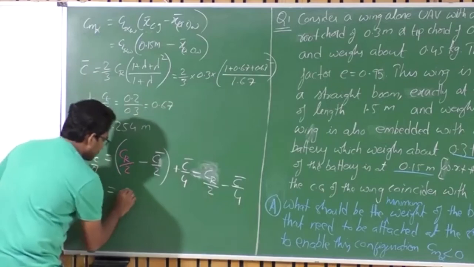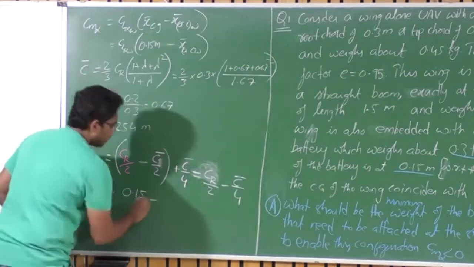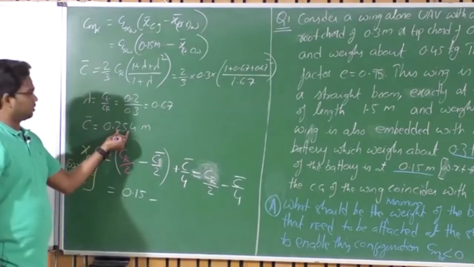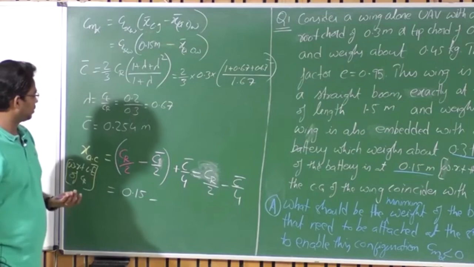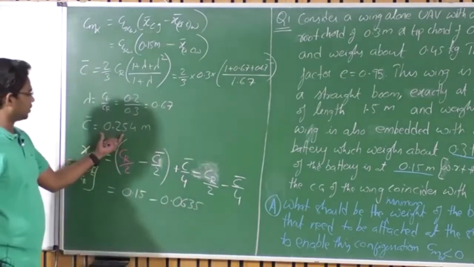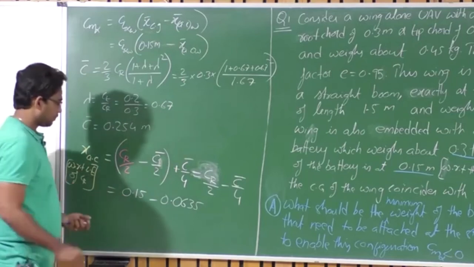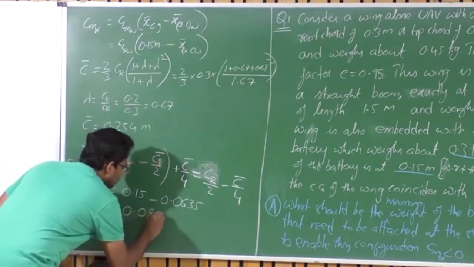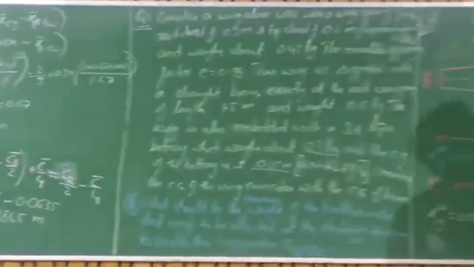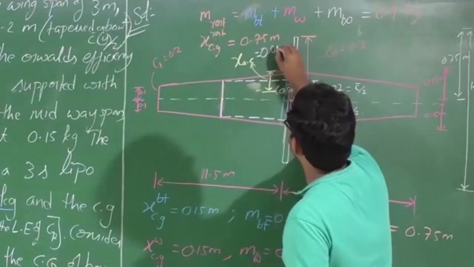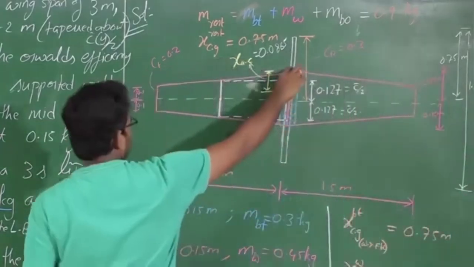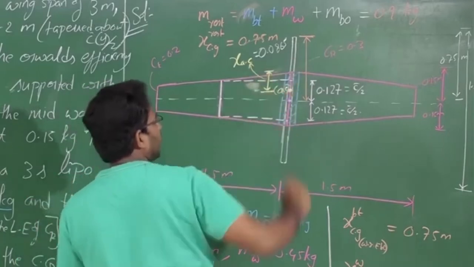Okay. So what is CR by 2? It is 15 centimeters, minus C bar by 4. C bar is 25 centimeters, so 25 upon 4 is approximately 6 centimeters, isn't it? So if you subtract this, what I have is 0.0865 meters. So with respect to the leading edge of the root chord, the location is at 0.0865 meters, which is approximately 8.6 centimeters. So if you move 8.6 centimeters from the leading edge of the root chord, you will find your aerodynamic center here, right?